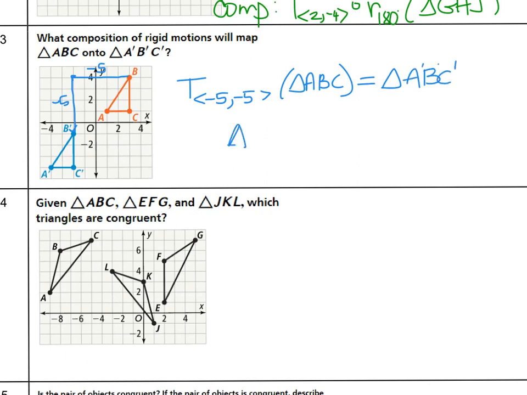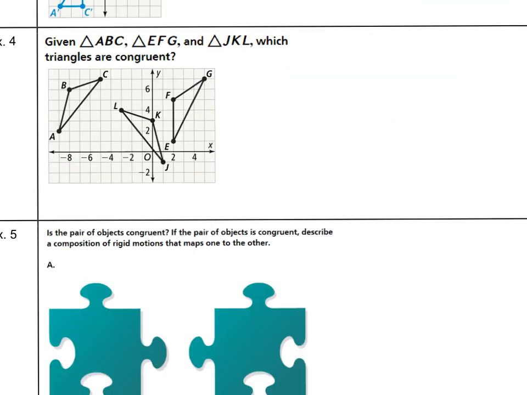And then you could say triangle ABC is congruent to triangle ABC prime. Given triangle ABC, triangle EFG, and triangle JKL, which triangles are congruent? Well, let's take a look here.